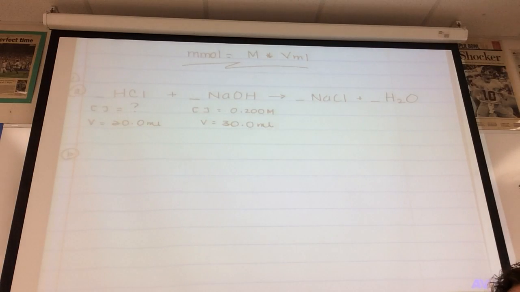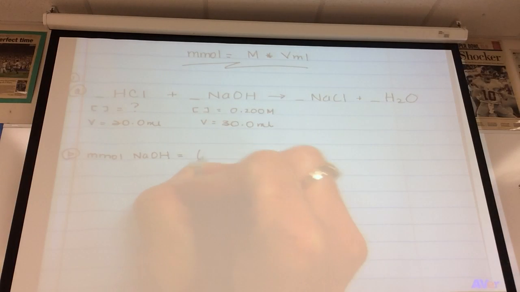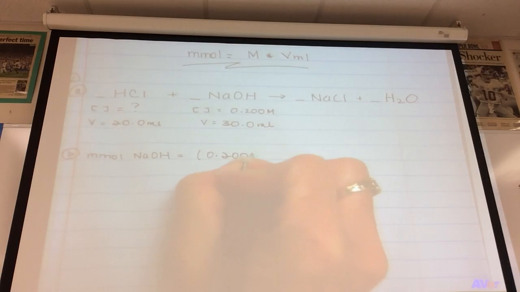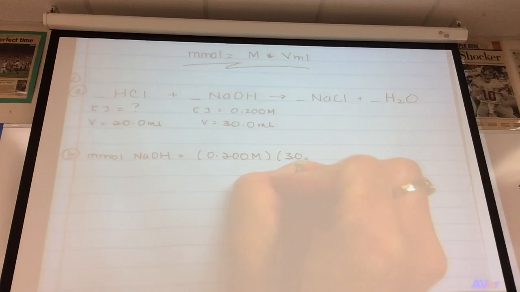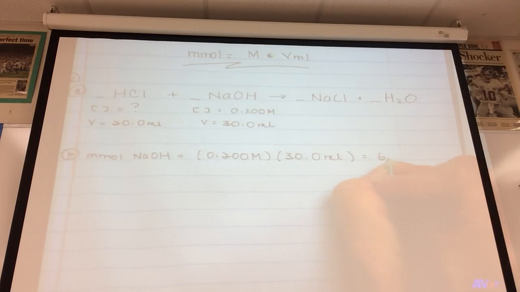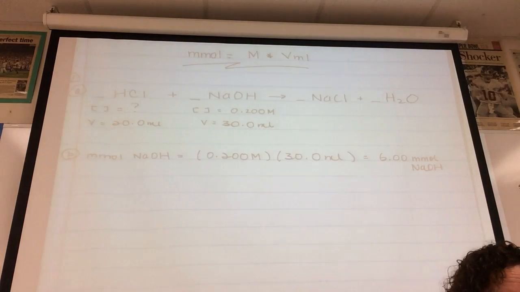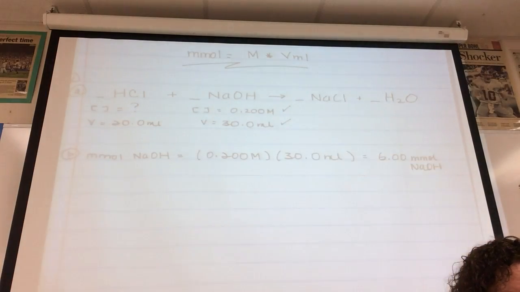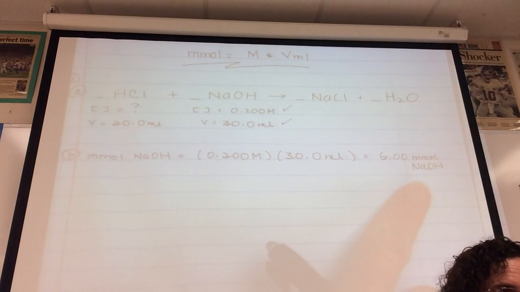In step B, we want to calculate the millimoles of the substance we know both the concentration and the volume of. So what are we going to figure out millimoles of? Got to be the base because we have both the concentration and the volume. So we have 0.200 molar times 30 mils. That's 2 times 3 is 6 millimoles of base. So whatever we know both the concentration and the volume of, we will get the millimoles of that substance.